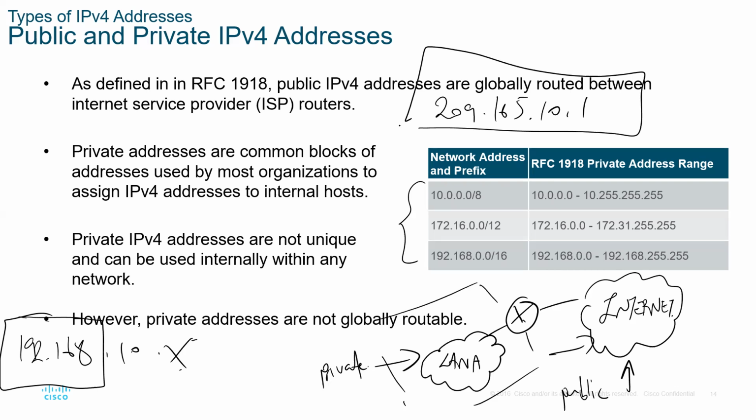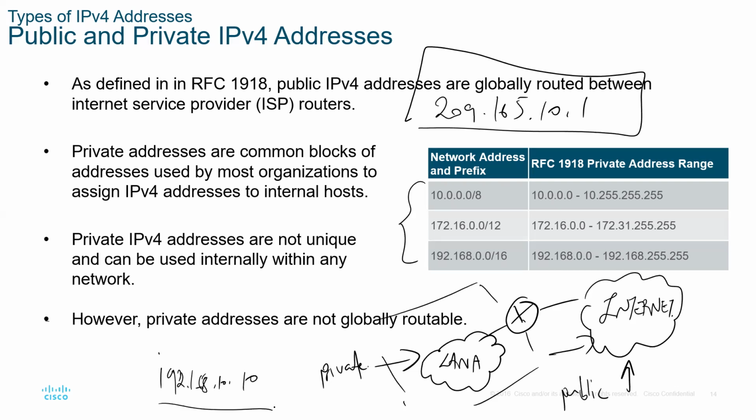A private IP address is not globally routable. So what do I mean? I can have an IP address privately. My IP address privately is 192.168.10.10. Over the internet, they don't know this address. It's not routable over the internet. The private address is not routable over the internet.